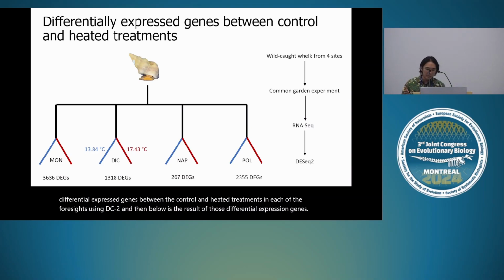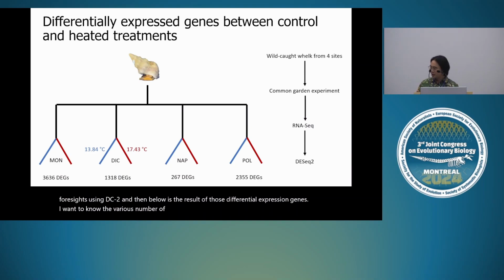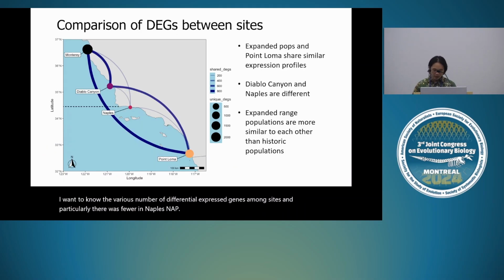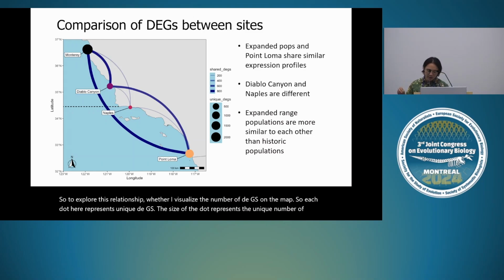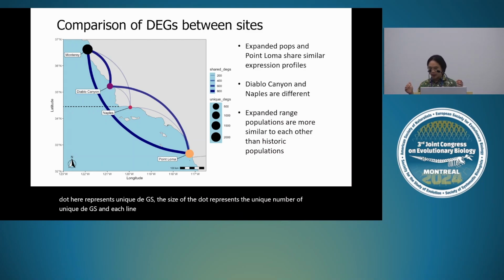I want to note the varied number of differentially expressed genes among sites, and particularly there were fewer in Naples, NAP. To explore this relationship further, I visualized the number of DEGs on the map. Each dot here represents unique DEGs. The size of the dot represents the number of unique DEGs, and each line represents shared DEGs between 2 sites. So a couple of interesting things here.